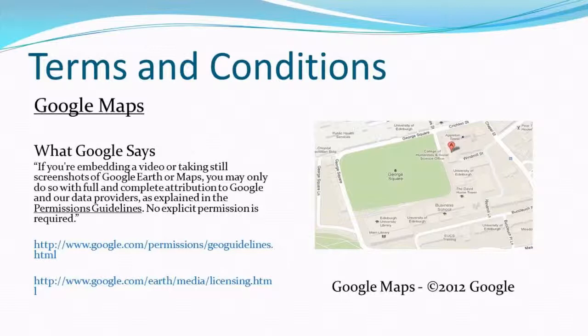Here we are going to look at Google Maps as an example. Here is what they say about using a screenshot in an online movie. If you're embedding a video or taking still screenshots of Google Earth or maps, you may only do so with full and complete attribution to Google and their data providers, as explained in the permissions guidelines. No explicit permission is required. As you can see, I have attributed the map to them as required in their attribution guidelines.